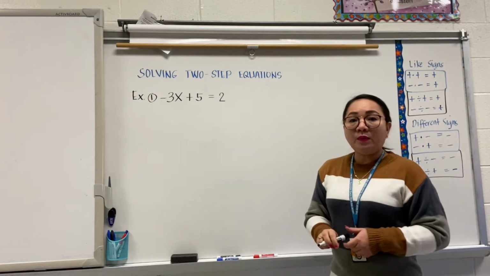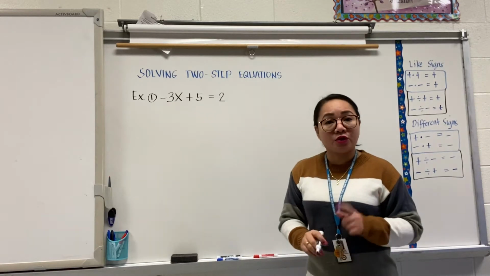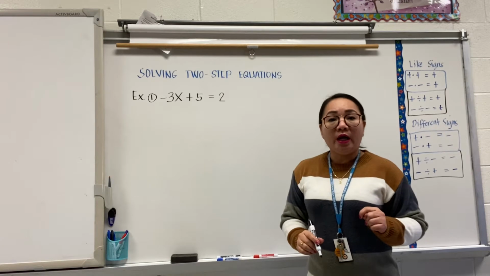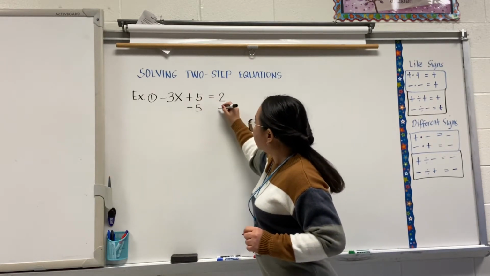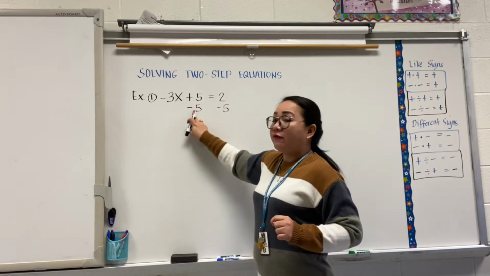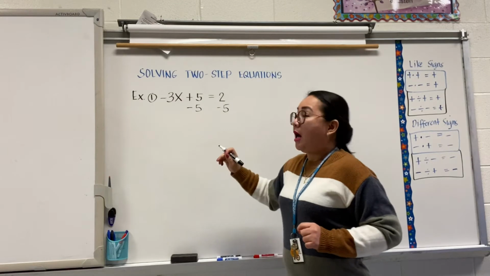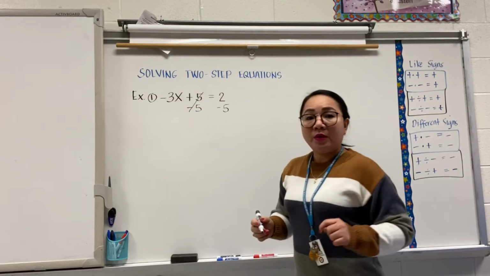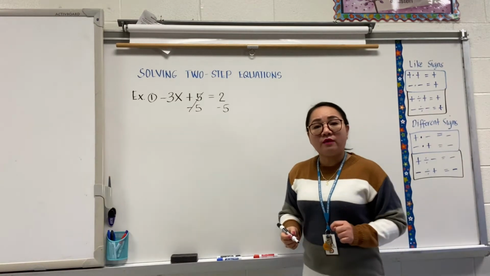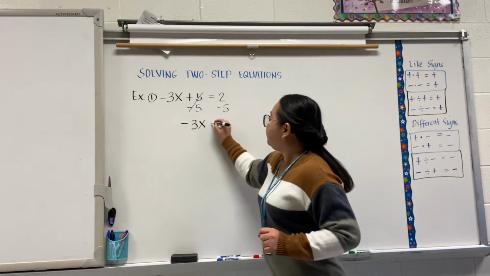So the first thing we will do is to undo the addition by applying the subtraction property of equality. So we will subtract 5 to both sides. Why do we use 5? It is because we will get rid of this 5 first. Now when you subtract the same numbers, it will give you 0. So the remaining term on the left side of the equation is negative 3x.